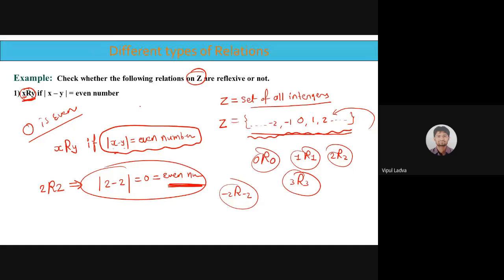Sir, this is a very basic thing, what are you asking? If we divide any number by 2... Let me make it easy for you.